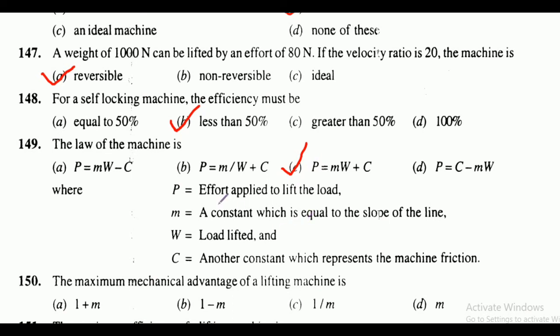Next is question 150. The maximum mechanical advantage of a lifting machine is, here friends, options are 1 plus M, 1 minus M, 1 upon M, or M. Here friends, correct answer is option C, that is 1 upon M.